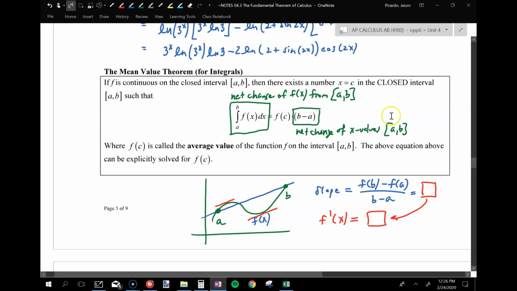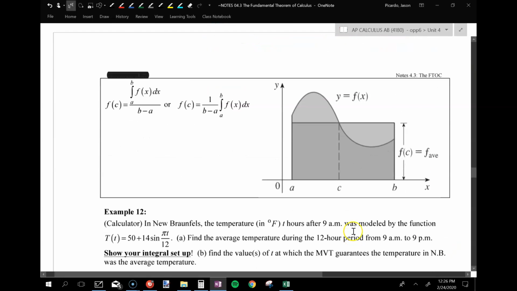So guys, if I have the net change of f of x being the change in y values, and this being the change in x values, doesn't that sound suspiciously like slope? So do you agree that if I divided both sides of this by b minus a, I would have change in y over change in x? So let's write that. Actually, you don't even need to. It's right here.